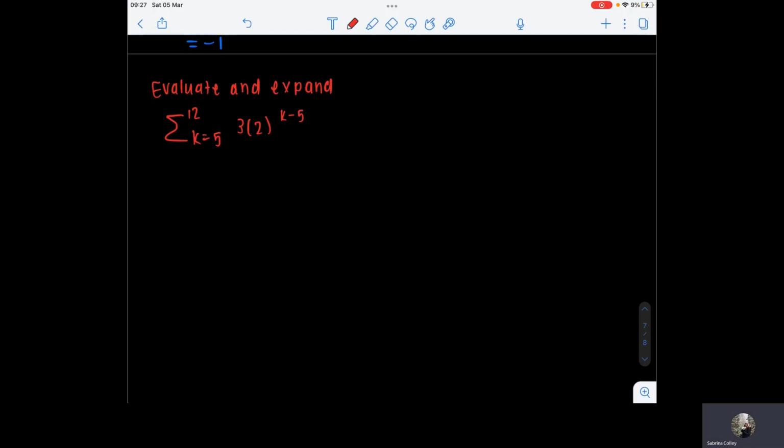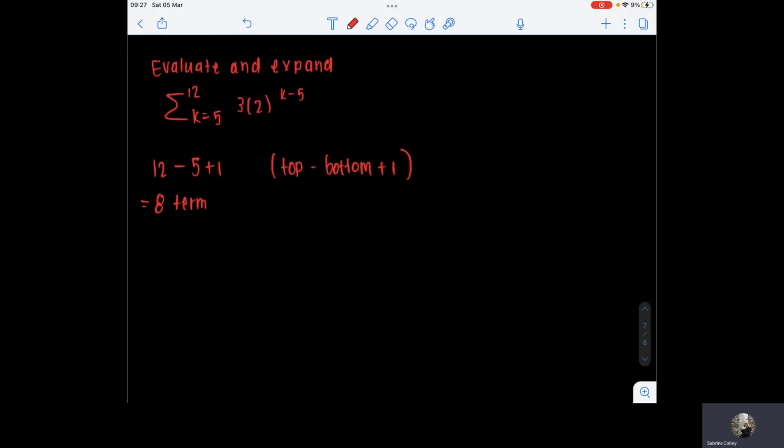Okay, so let's determine how many terms there are in the series. It started at 5 and it ended at 12. So we take 12, the top, minus the bottom, plus 1. So top minus bottom plus 1. This will be 12 minus 5 is 7, 7 plus 1 is 8 terms. So from term 5 to term 12, there are 8 terms.